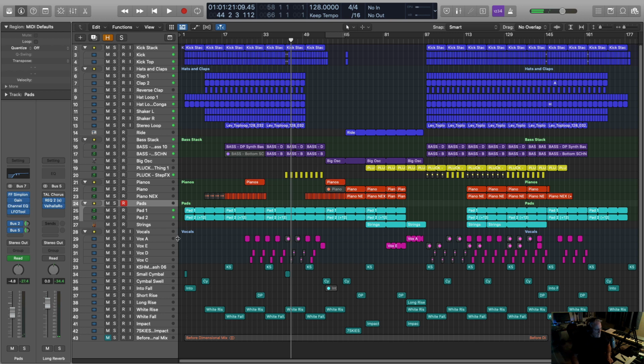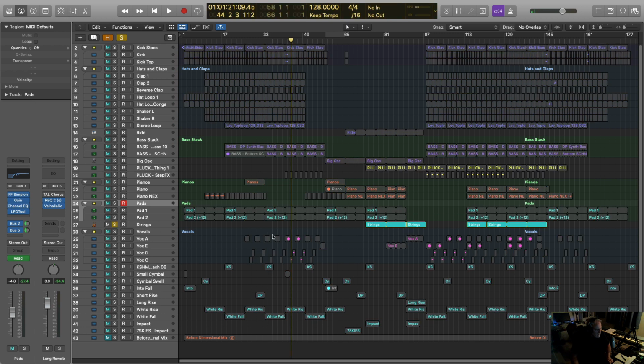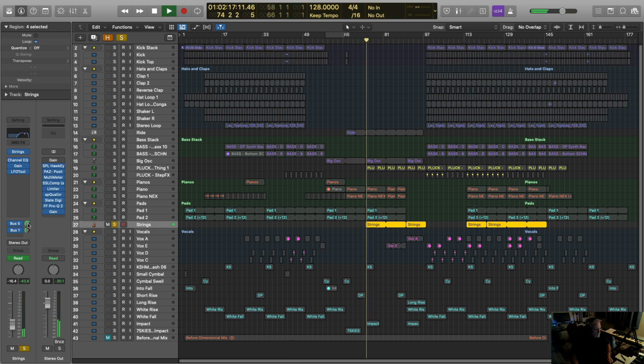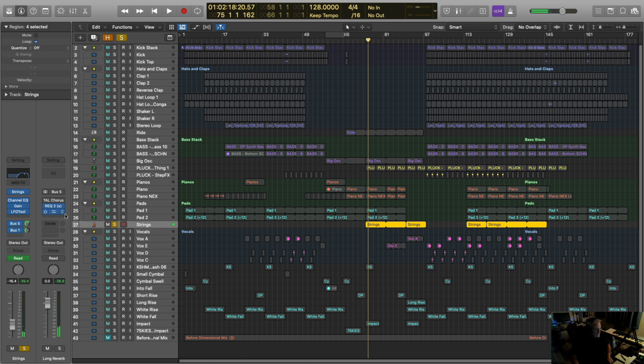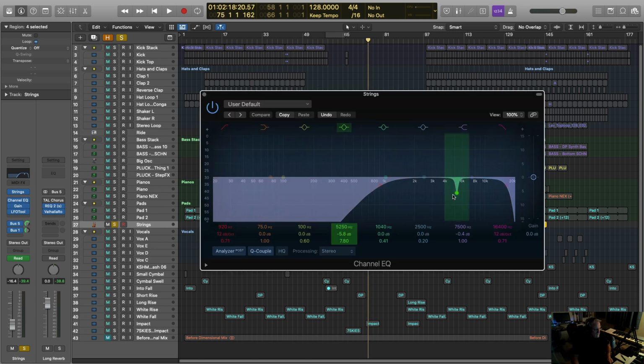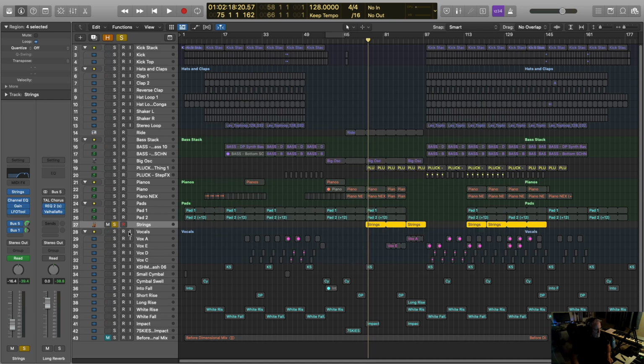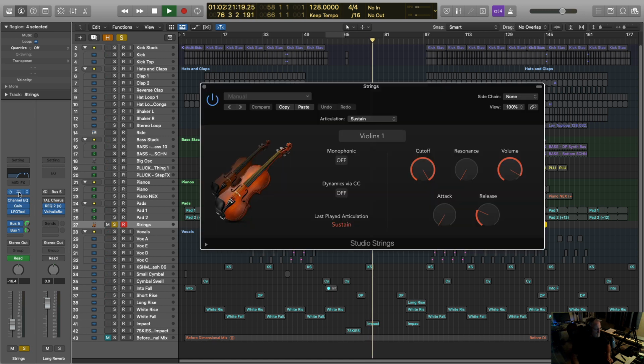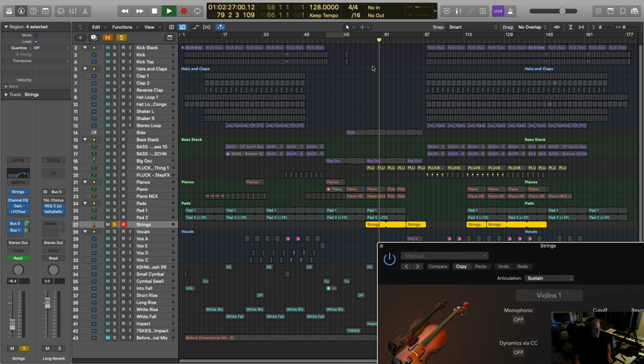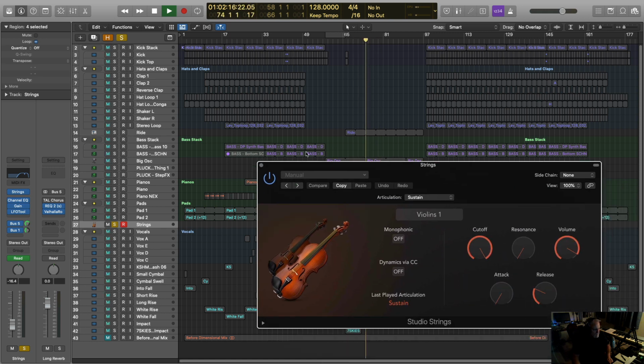All right, so now we've got strings here also, heavily sent to the long reverb. Got a little bit of reductive EQ, getting rid of some of the problem frequencies. And it just is what it is. It's a string section. You can't hear it because it's just one long note here.